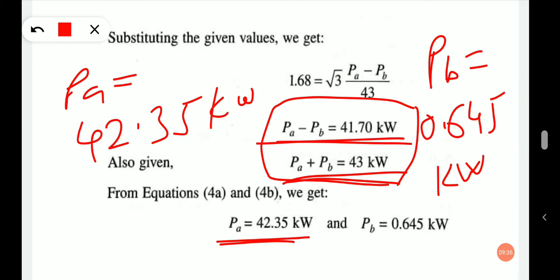Now we will see about the three-phase wattmeter.